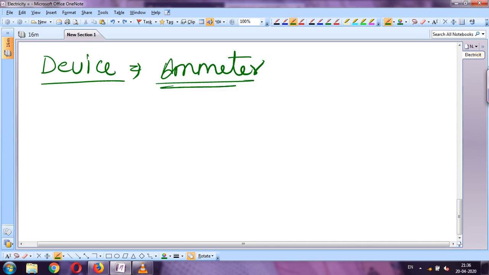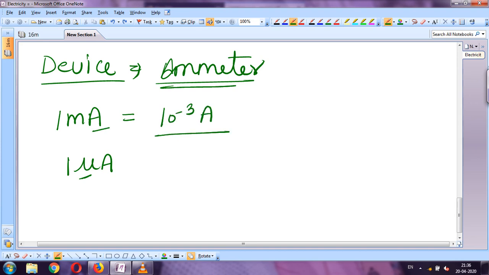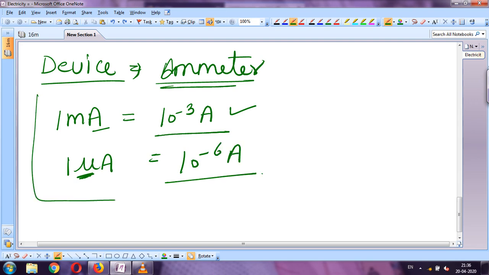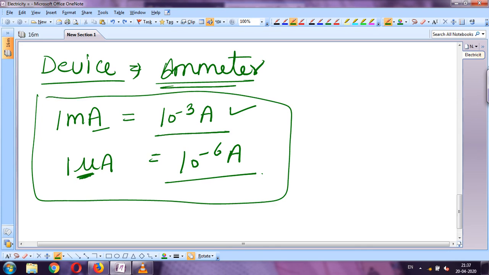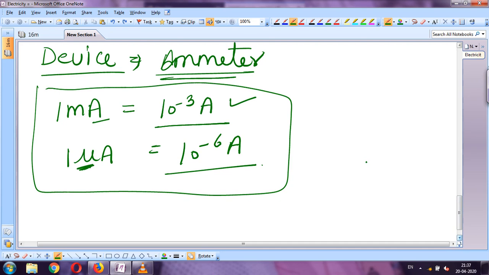Okay. The unit I already told you is ampere, but there are some smaller units like milliampere and microampere. This is the symbol of micro. 1 milliampere: milli means 10 to the power minus 3, and after that you have ampere. So 1 milliampere is equal to 10 to the power minus 3 ampere. Micro means 10 to the power minus 6, and after that you have ampere. So you can use these conversions to convert from one unit to another. Okay. These are smaller units of electric current.